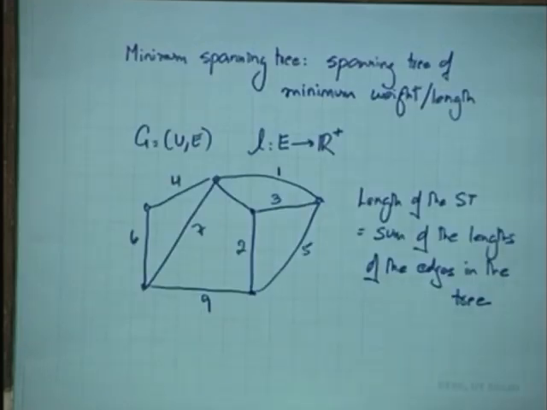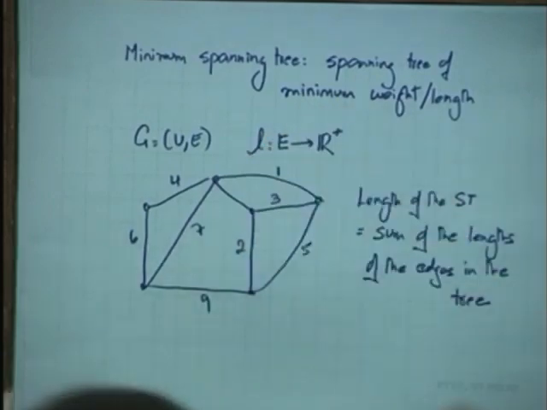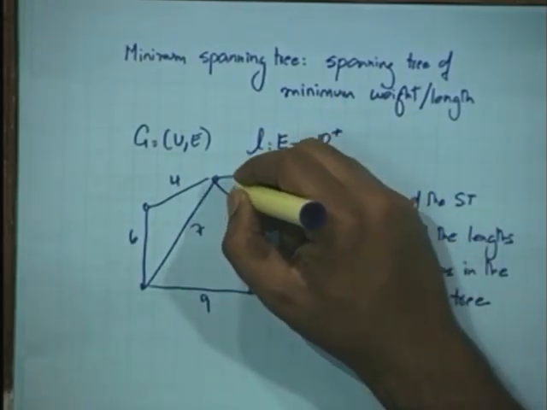So I might now decide to pick some edges. Suppose I picked, oh, I did not give this a length. I suppose I give this a length 4.